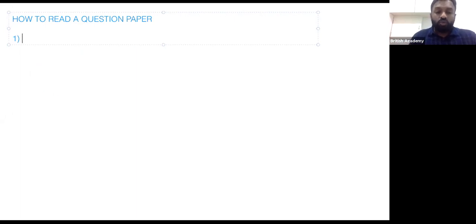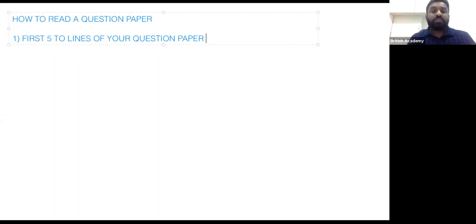The first thing, you will read the first 5 to 6 lines of your question paper. The first 3 lines will tell you the scenario. If you read further 4 to 5 lines, you will understand who the patient is, what his age is, and what his diagnosis is. Most commonly, 80% of the time, in the first 5 lines itself you will see the patient's name, diagnosis, and your position, the scenario from which you're writing this letter.